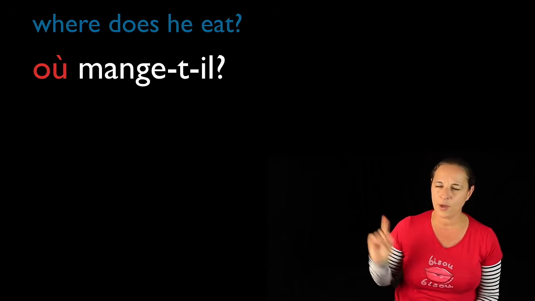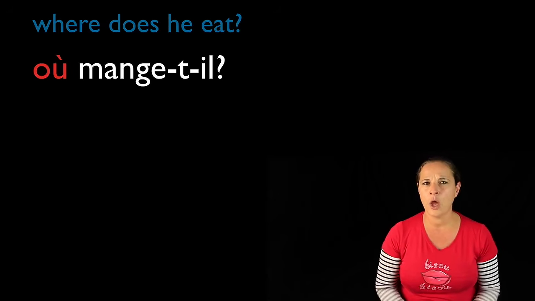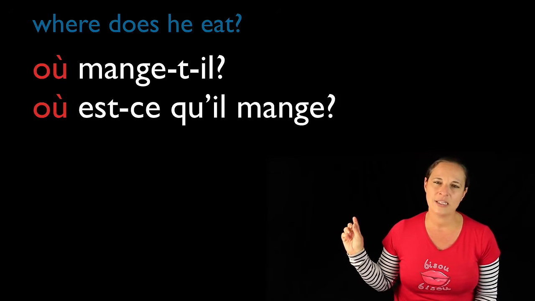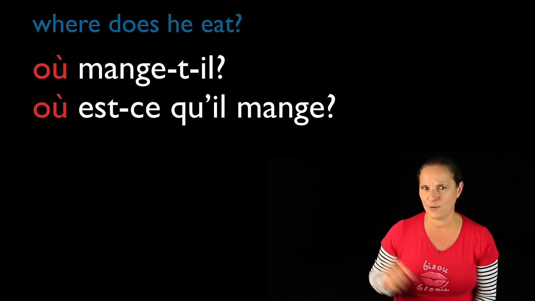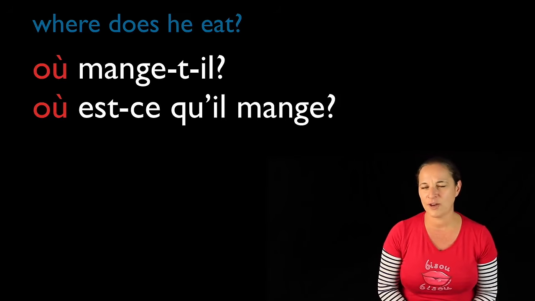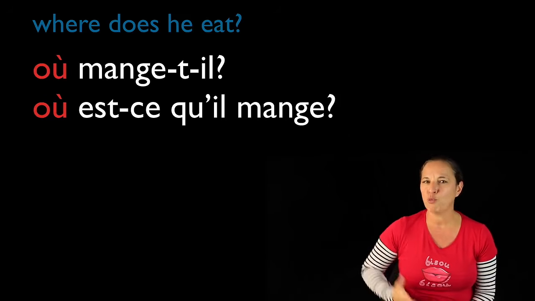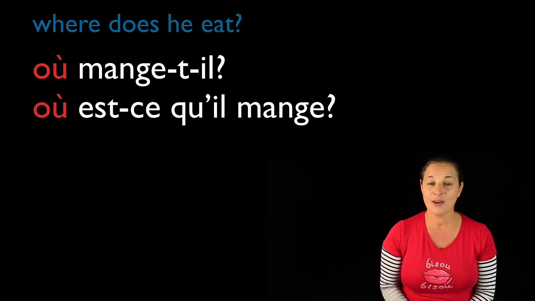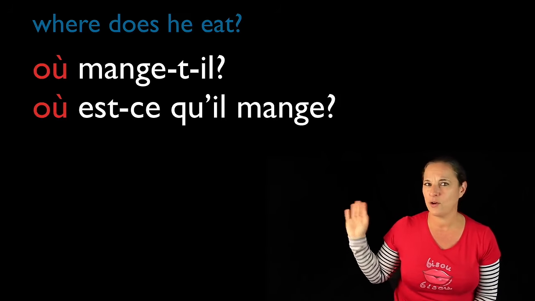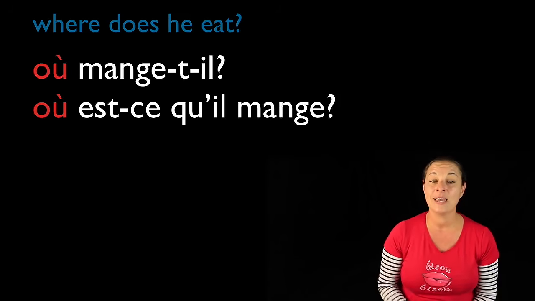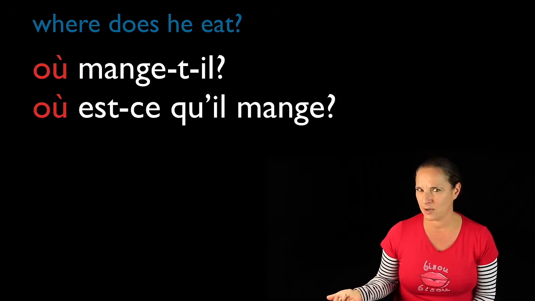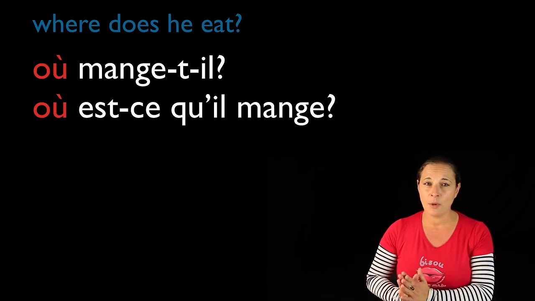Okay, another way of using this question could be où est-ce qu'il mange? And again, I'm using the est-ce que, the famous est-ce que we use in questions in French. Où est-ce qu'il mange? Where does he eat? Quite simply, here you don't have a hyphen and a T, an extra T. Il mange is he eats, or he is eating, okay? So, où est-ce qu'il mange?